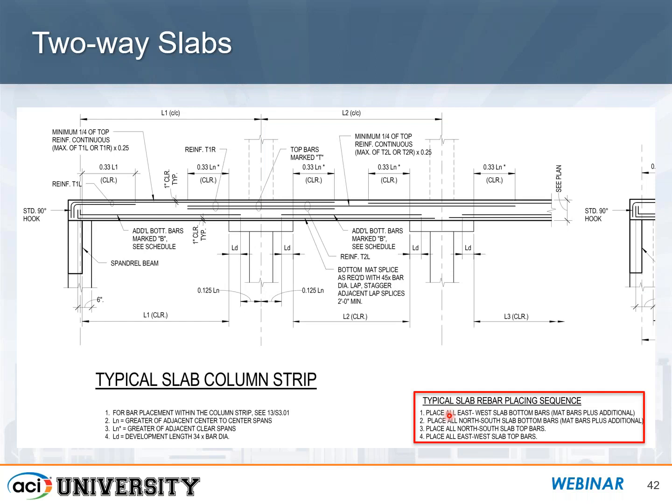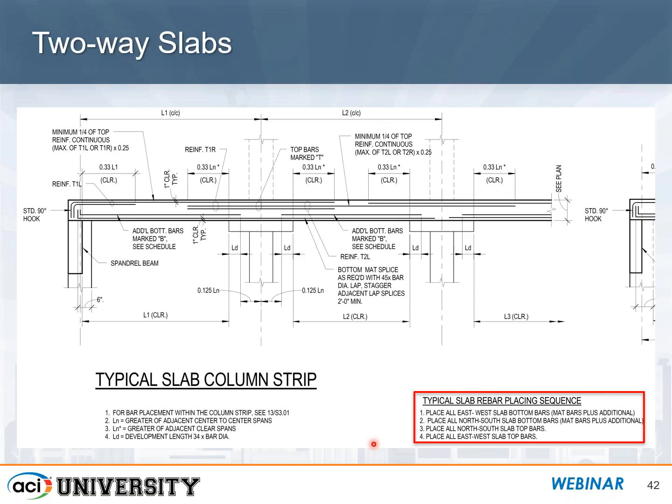So this is a typical slab column strip detail where we have the bar cutoff points, and they have here a note that I've enhanced with a red box around it so that we can see it easily. It gives the rebar placing sequence. So in this case, all of the east-west bars on the slab at the bottom get placed first, then the north-south bottom bars, then the north-south top bars, and then the east-west top bars.